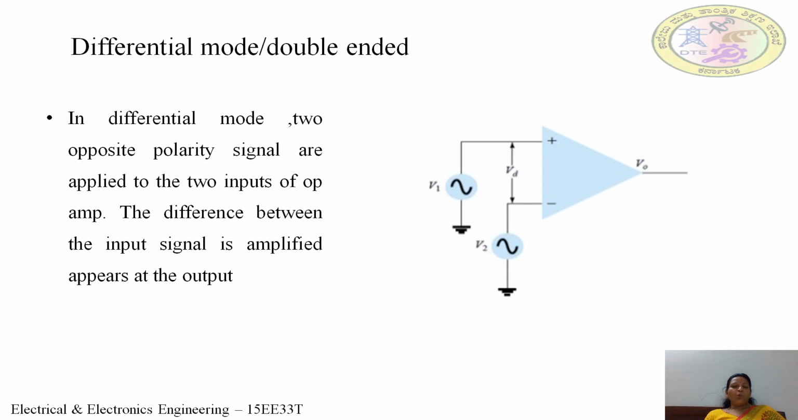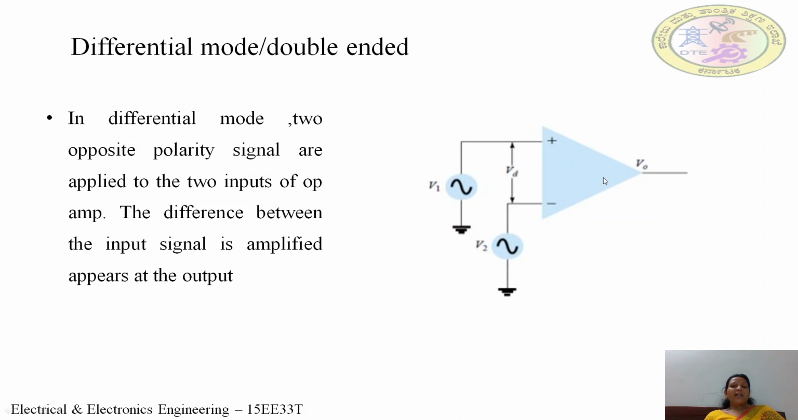In the differential mode, two opposite polarity signals are applied to the two inputs of the operational amplifier. As you can see, the signals are applied to both the terminals, that is the non-inverting and the inverting terminals. The difference between these two signals, that is VD, which is shown in the picture, is nothing but the difference of the two input signals, that is V1 minus V2. It is applied to the operational amplifier.